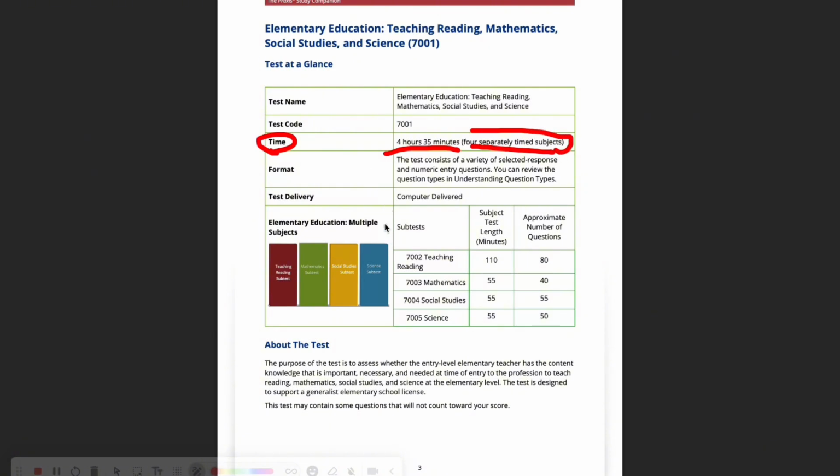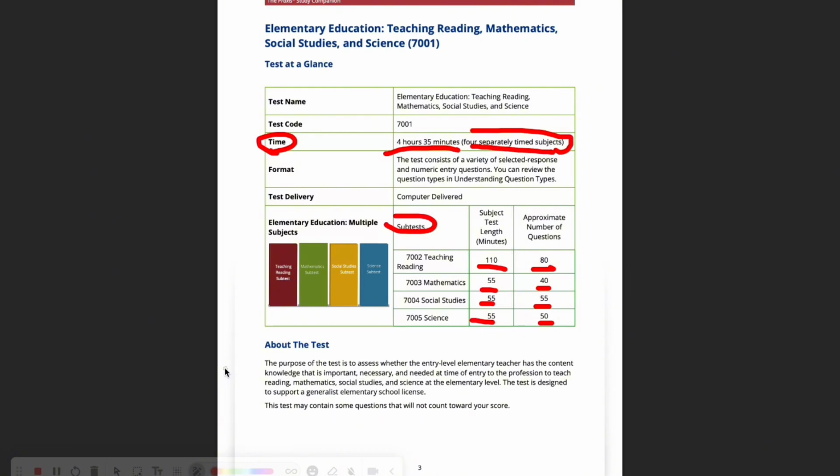All right, let's go down here because this is very important because this helps you plan, right? You want to know how to better plan your time when you're taking these exams. So 7002, 110 minutes, 80 questions. 7003 math, 55 minutes, you have 40 questions. Social studies, 55 minutes, 55 questions. That means you need to spend about how long on each question? I want you to ask yourself that with each of these. How long do I need to spend on each question so that I can maximize my time? Also, 7005 science, 55 questions, and 50 minutes.